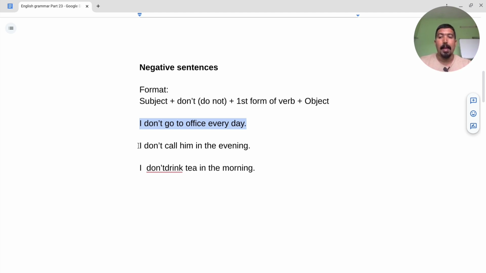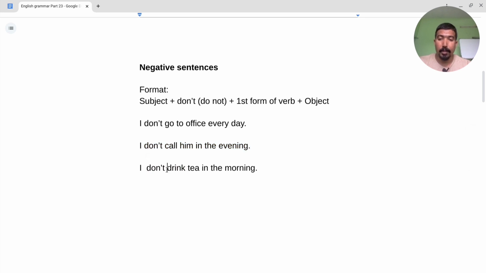Okay. I don't call him in the evening. If you say I call him in the evening, that means you have a habit of calling him every single day in the evening time. That's your habit. That's what you do in a repetitive manner. Here, I don't call him. That is a negative sentence. You can say I don't call him means you don't have a habit of calling him every day. That simply means you don't call him every day. As simple as that. Got it? So I call him, that is a positive sentence. I don't call him, that is something that you don't do.